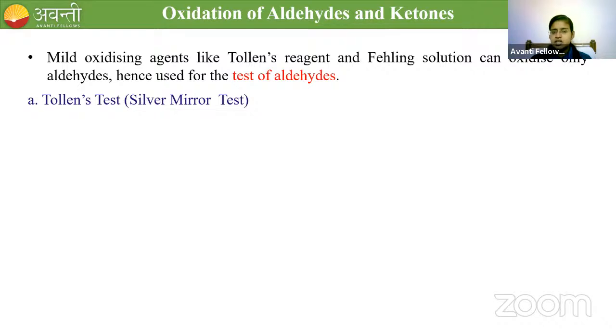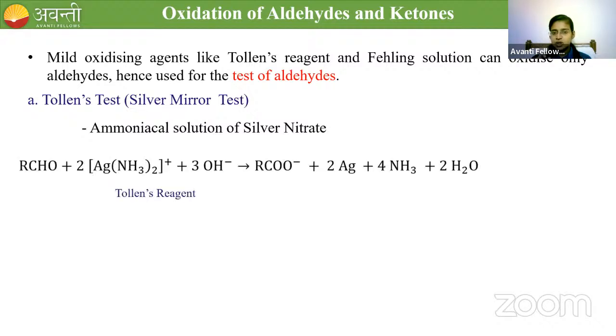In the Tollens test, we use one reagent, and that reagent is called the ammoniacal solution of silver nitrate. So let me show you the Tollens reagent, and this is the reaction. This is an aldehyde, and it is treated with Tollens reagent, the ammoniacal silver nitrate solution.